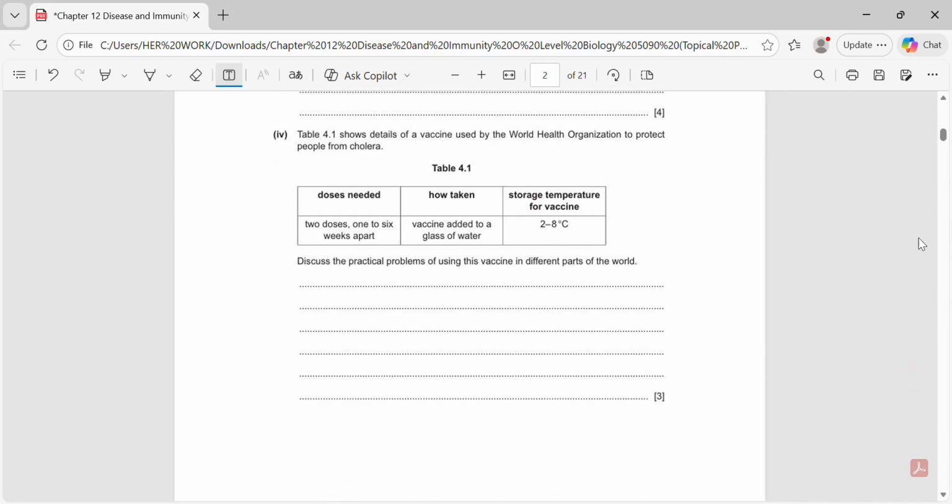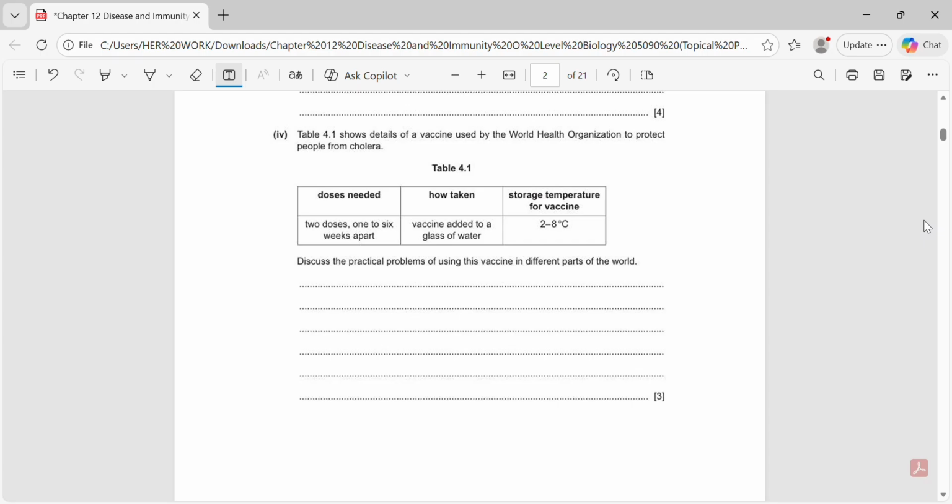In the next question, we are given a table. Table 4.1 presents information about a vaccine used by the World Health Organization to protect people against cholera. So first, let's understand what this table is showing us. The table outlines 3 main aspects of the vaccine. The first aspect is doses needed. The vaccination schedule consists of 2 doses administered 1 to 6 weeks apart. The second aspect is how the vaccine is taken.